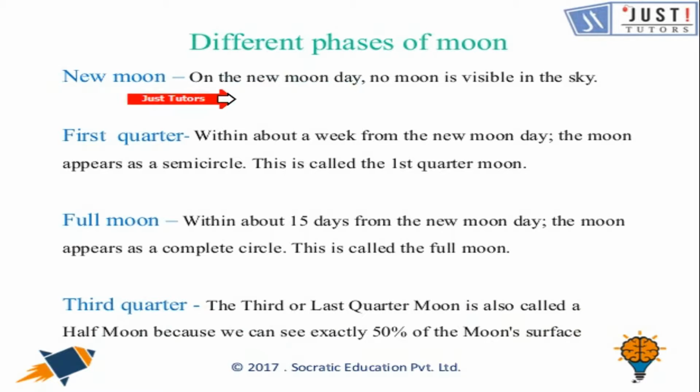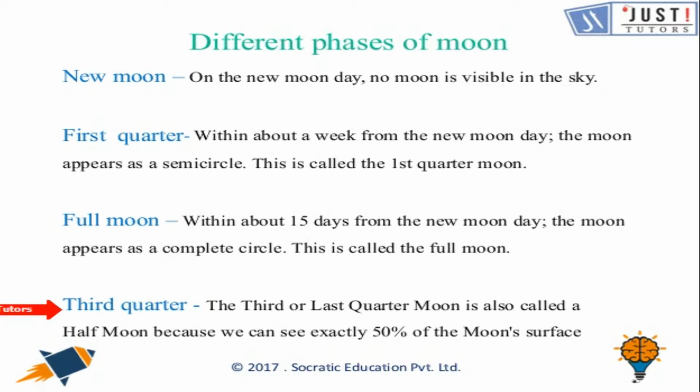So in the first phase, no moon is visible in the sky. In the first quarter, the moon appears as a semicircle. If we talk about the full moon phase, the moon appears as a complete circle. And if we talk about the last phase, which is third quarter, we can say that it's a half moon because we can exactly see 50% of the moon's surface. So this was all about different phases of the moon.